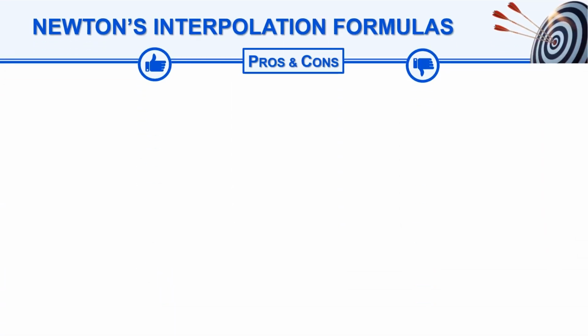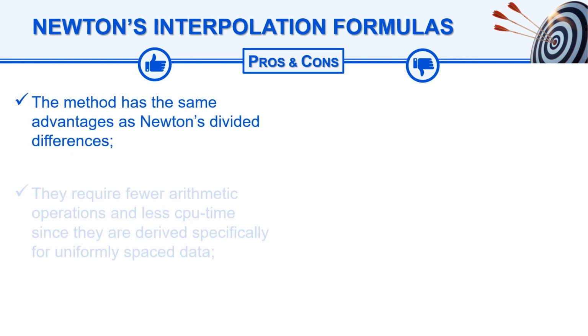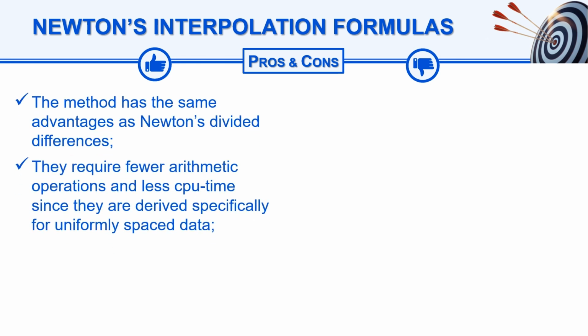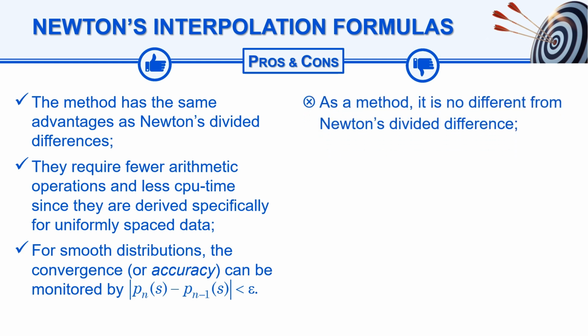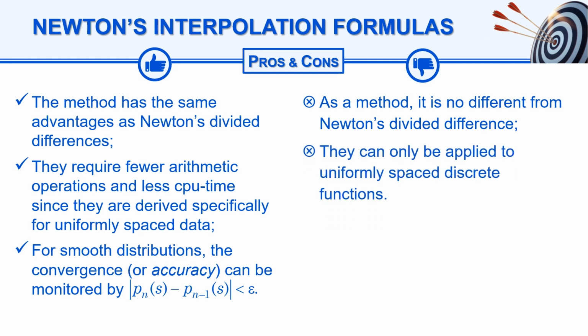The method has the same advantages as Newton's divided differences. They require fewer arithmetic operations and less CPU time since they are derived specifically for uniformly spaced data. For smooth distributions, the convergence or accuracy can be monitored by the absolute value of P_n minus P_(n-1). As a method, it is no different from Newton's divided difference. They can only be applied to uniformly spaced discrete functions.